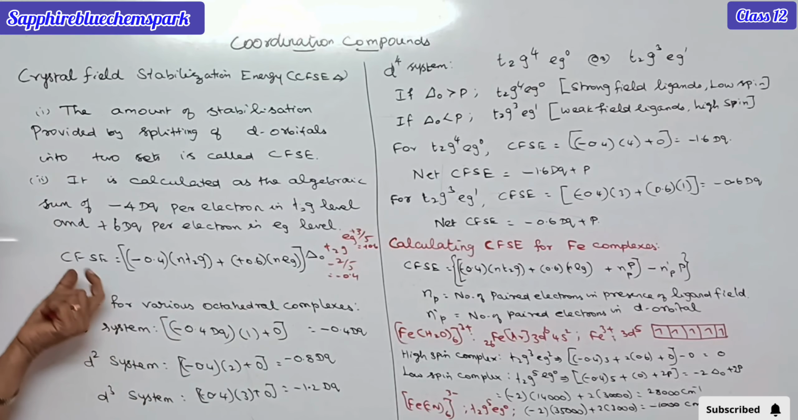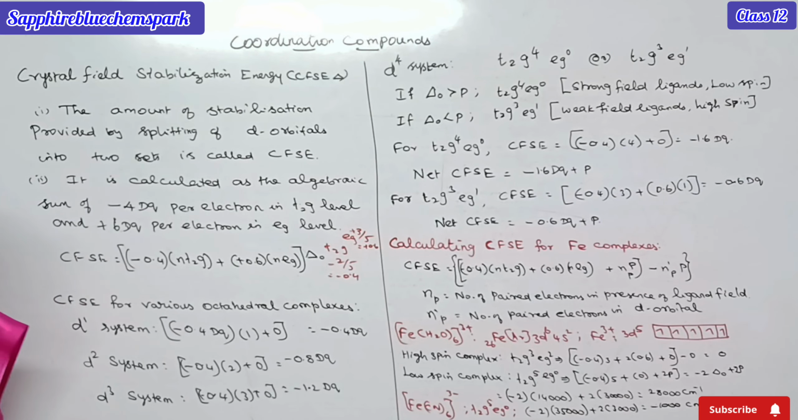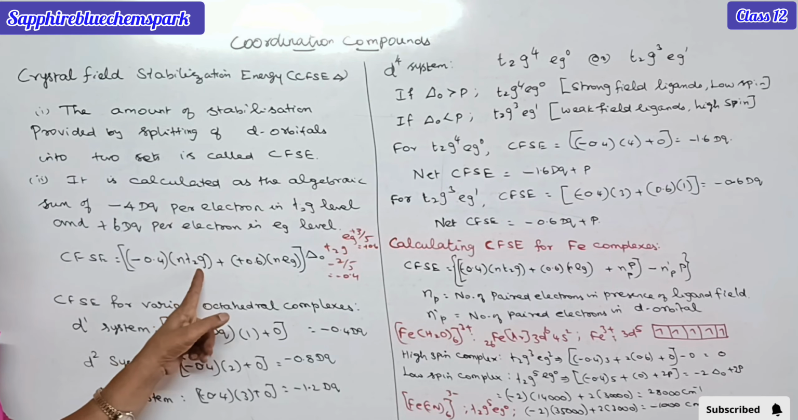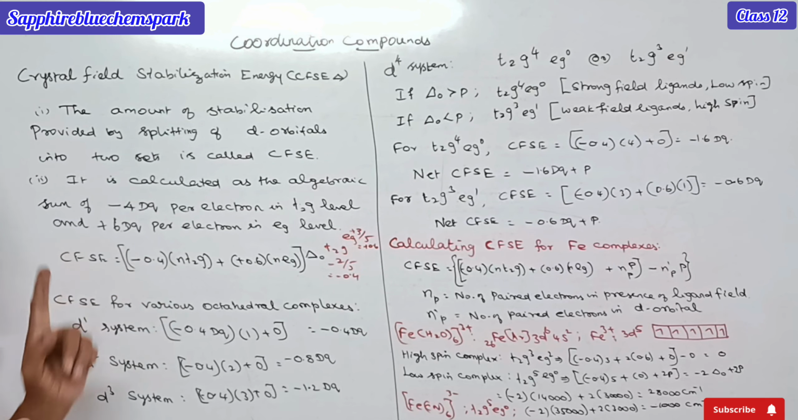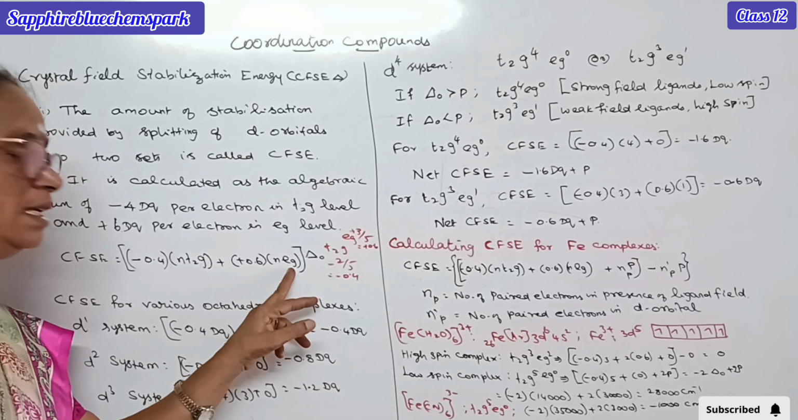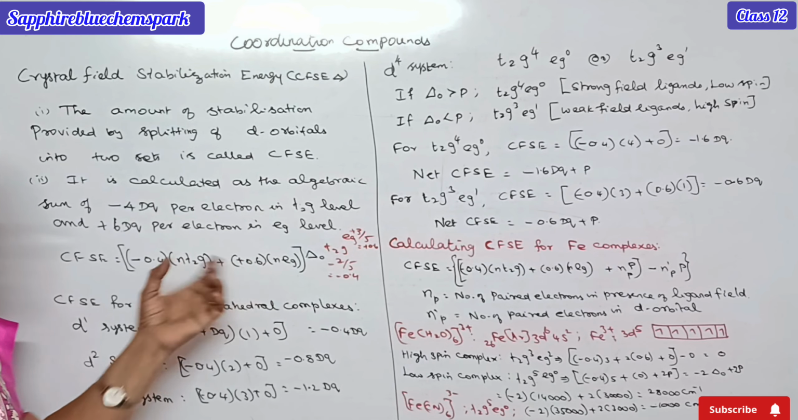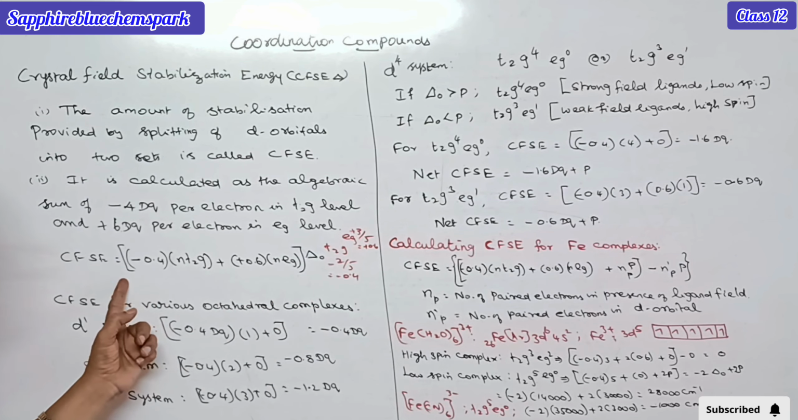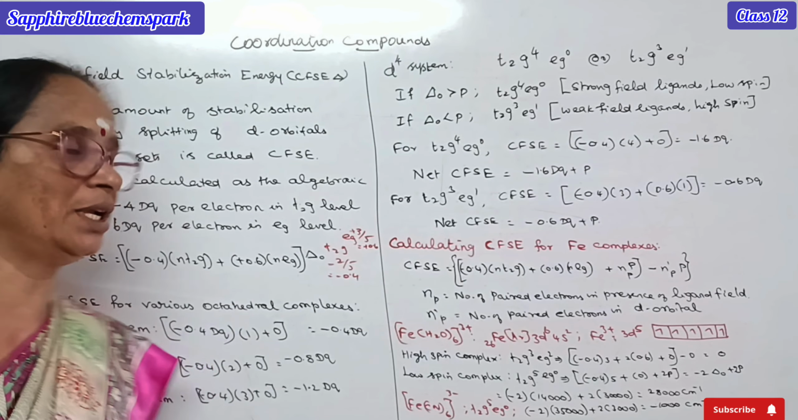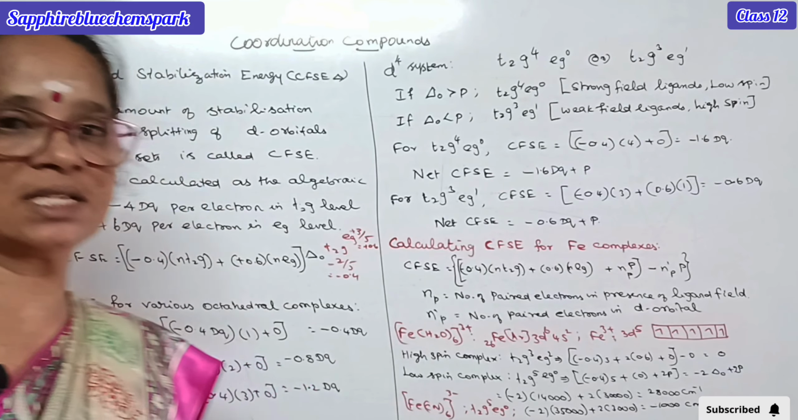Based on that, we can calculate the CFSE, crystal field stabilization energy, which is equal to the total number of electrons present in the t2g orbital multiplied by minus 0.4, plus the total number of electrons present in the eg orbital multiplied by 0.6. So this is nothing but the algebraic sum of the electrons in the t2g orbital and eg orbital, which gives rise to CFSE, that is crystal field stabilization energy.